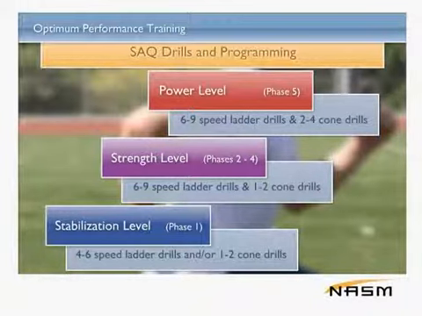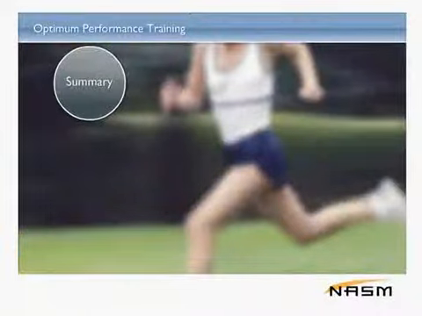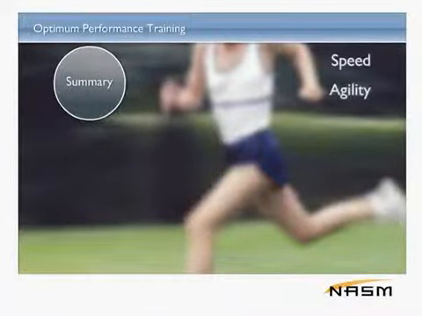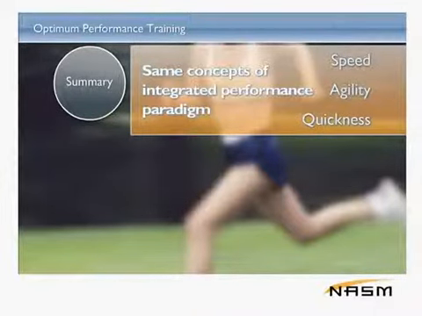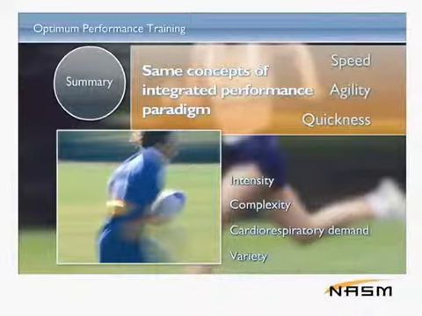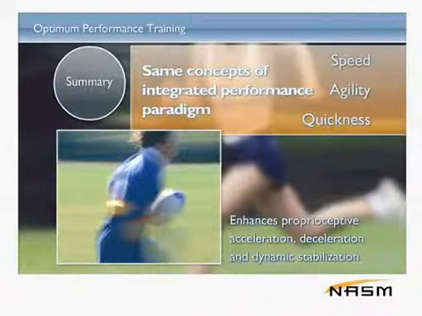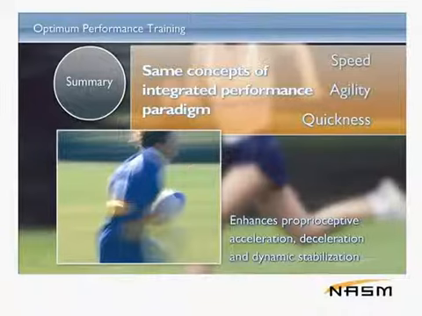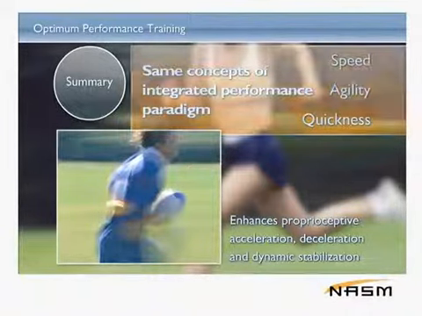In summary, similar to reactive training, the programming component of speed, agility, and quickness training follows the same concepts of the integrated performance paradigm. It can add intensity, complexity, cardiorespiratory demand, and variety to a routine workout for regular clients as well as athletes. It enhances proprioceptive acceleration, deceleration, and dynamic stabilization of the entire body during higher velocity movements.